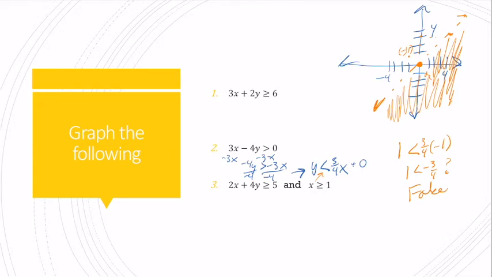Now let's take a look at this last example. I have 2x plus 4y is greater than or equal to 5, and x is greater than or equal to 1. What does and mean? When we said and before, and means intersection. So I'm looking for where these two graphs will intersect. Let's make ourselves a lot more room. I have 2x plus 4y is greater than or equal to 5, and, meaning intersection, x is greater than or equal to 1.